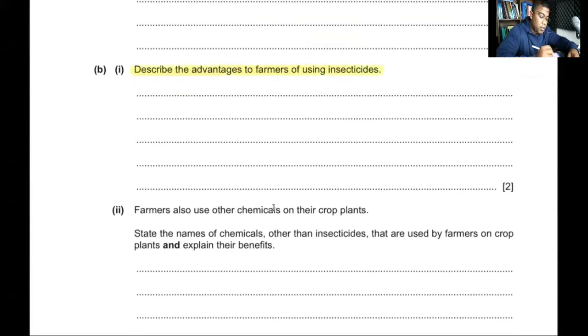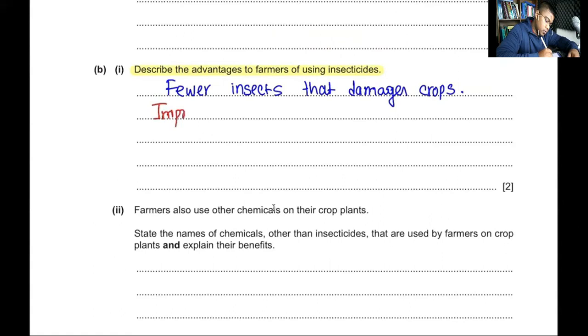Describe the advantages to farmers of using insecticide. The advantages are fewer insects that damage the crop, improves quality of the crop, prevents spread of diseases carried by insects.